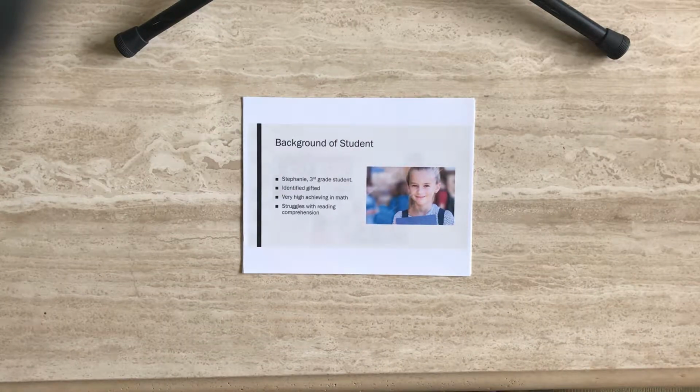This is Stephanie. She's a third grade gifted student. She's very high achieving in math. However, she has been struggling with reading comprehension. Stephanie scored below the 50th percentile on her quarter 1 reading benchmark. Her teacher is interested in scheduling an RtI meeting to discuss Stephanie's academic challenges.